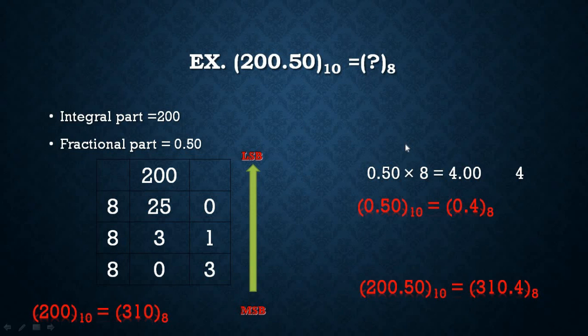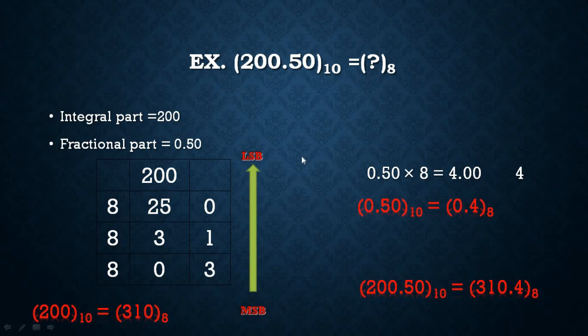Now we focus on the fractional part. The fractional part is 0.50 multiplied by 8, which is equal to 4.00. So this 4 is picked up for the result and the fractional part becomes 0. So we stop the process and write the result: 0.50 to the base 10 is equal to 0.4 to the base 8. Now we combine the results: 200.50 to the base 10 is equal to 310.4 to the base 8.